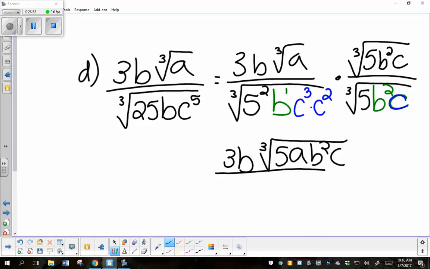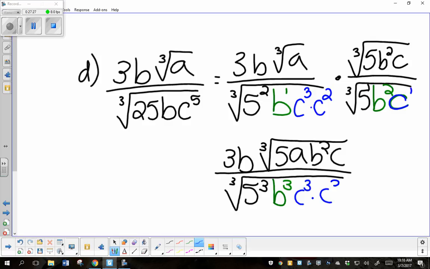Then on the bottom, let's write this out, even though you might already know what comes out. We've got a cube root, and let's keep it as powers. What do we have for the 5 now? 5 to the power of 3, because 2 plus 1 gives us 5 to the 3. Now what do we have? b to the 3, because we add up those powers. And then we have this c to the 3. I'm going to leave it separate. And then we have another c to the 3, because c to the 2 times another c is c to the 3.